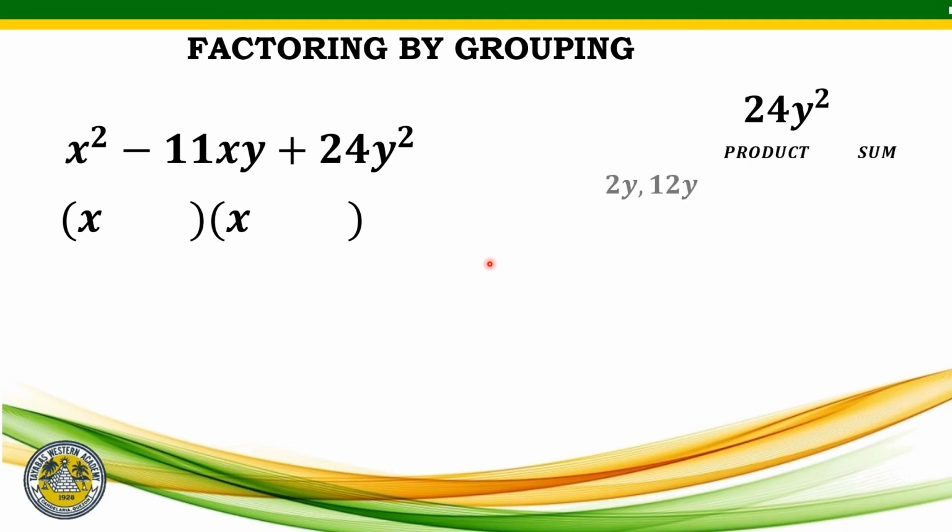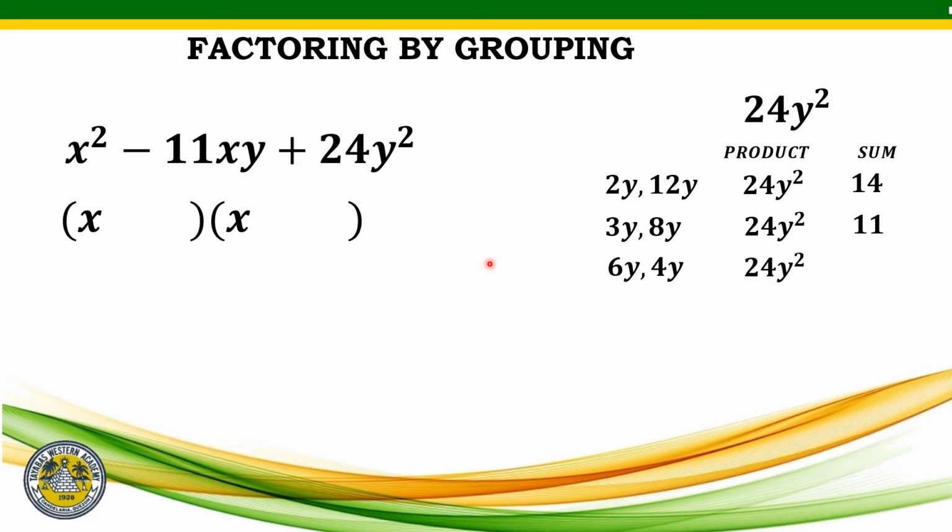Product and sum. So, the possible factors of 24y squared are 2y and 12y. So, 24y squared yun, pero pag pinag-add natin yung number, 14. 3y and 8y. So, pag pinag-multiply, 24y squared, pero pag pinag-add natin yung number, 11. Next is 6y and 4y. Kapag pinag-multiply natin, 24y squared, pag pinag-add natin yung number, 10.